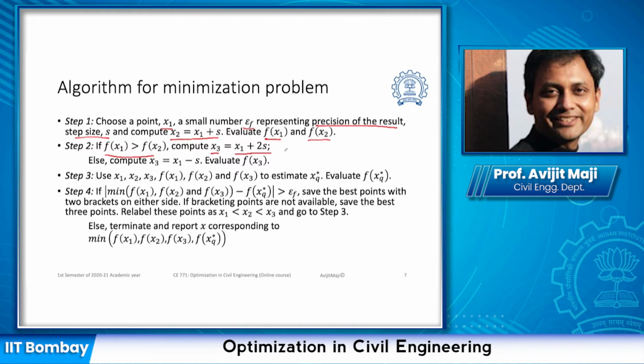If we find the other way, which means the objective function value at the second point x2 is larger than the objective function value at x1, then we need to go in the negative direction, and in that case my third point x3 is going to be x1 minus s. Once we find x3, we need to evaluate the function value at that point. These two steps are needed if we do not have the bracket.